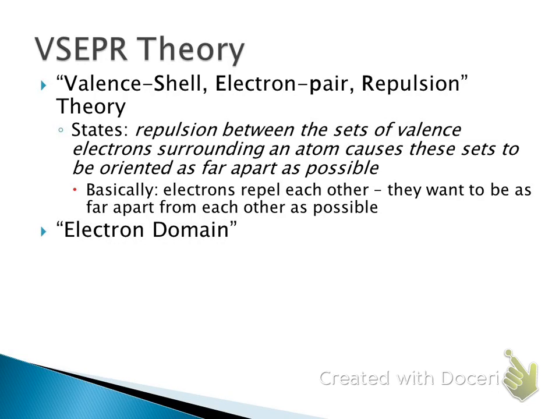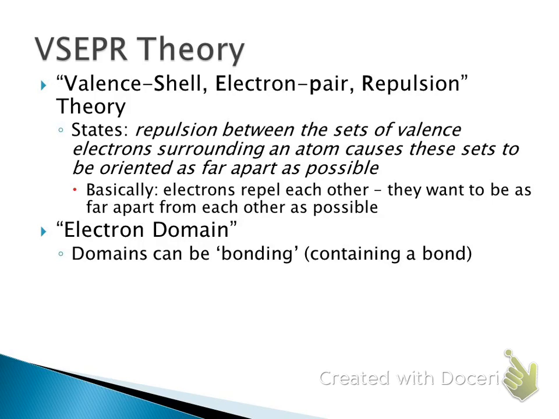So we talked about what an electron domain was just a little bit, but we've got two different types of electron domains. Okay, remember a domain is something that's surrounding the central atom. So we have bonding domains, that's any sort of space that contains a bond. And we have non-bonding domains, which contains a lone pair. So anything that contains a bond is considered a bonding domain. Anything that contains a lone pair is considered a non-bonding domain.